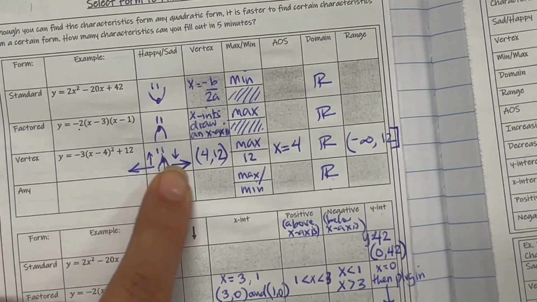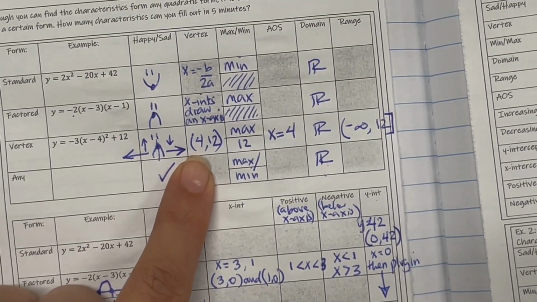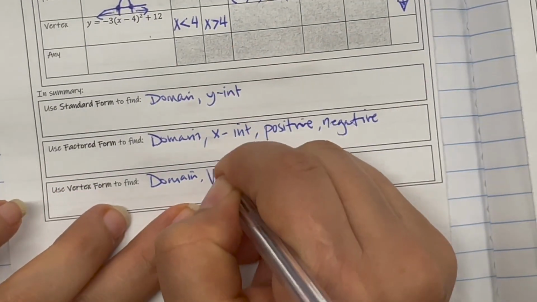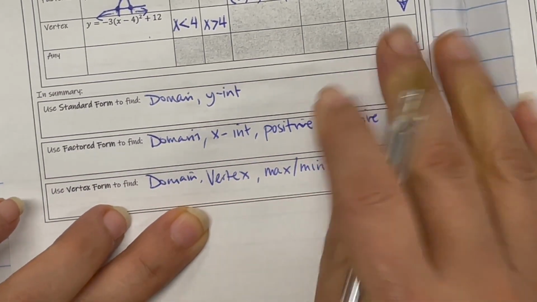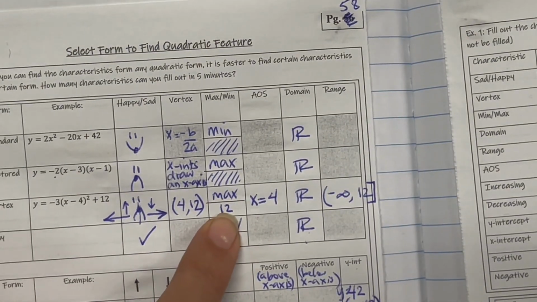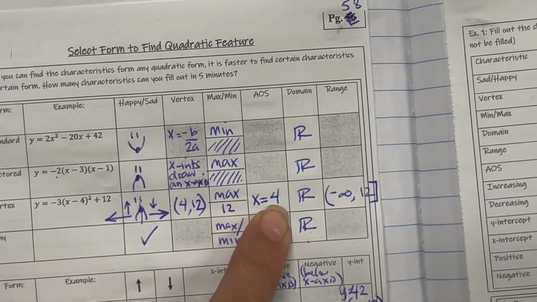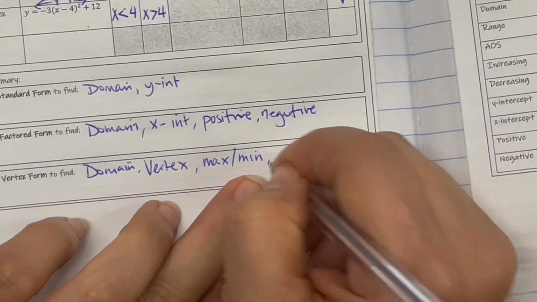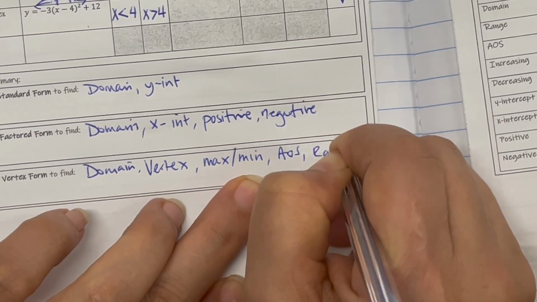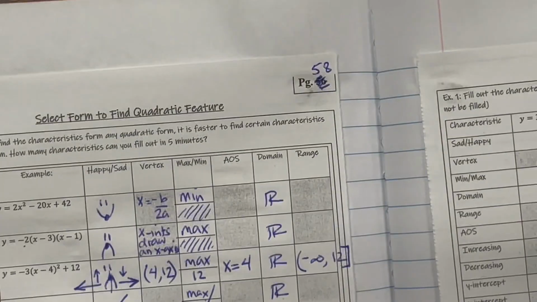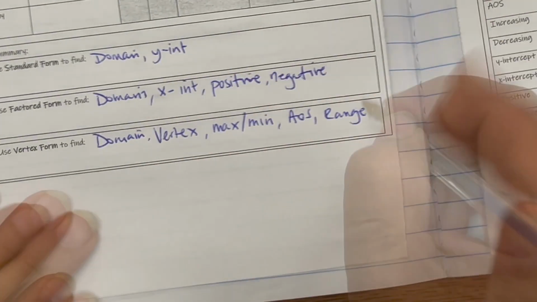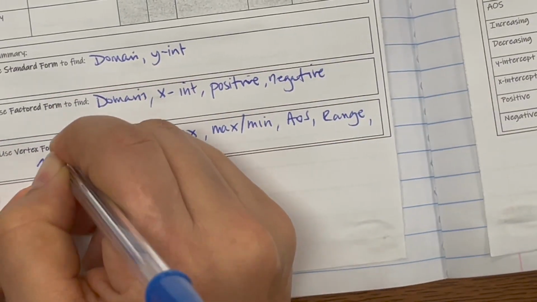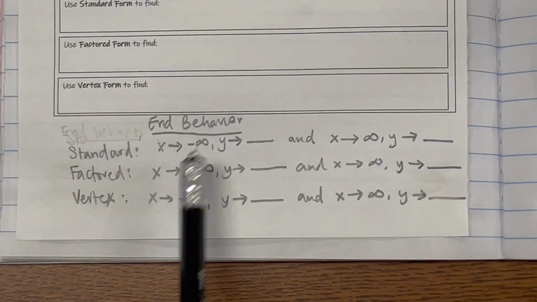Finally, the vertex. Vertex is the one I can find the most. So I can find the vertex, the max min. So let's go ahead and write that. Vertex, whether it's a max or a minimum, because this one I can tell what the actual maximum or minimum value is. Axis of symmetry, range. So this is the one that has the most characteristics. Increasing or decreasing. Okay, go ahead and also copy that down.